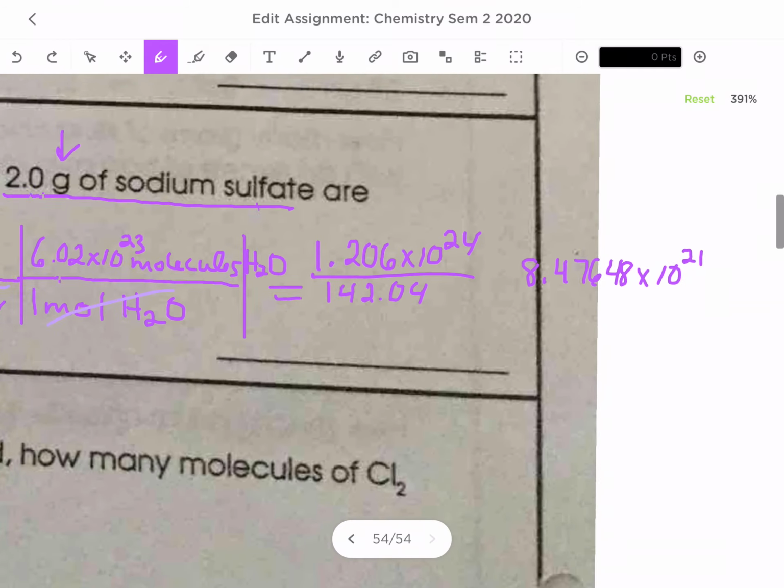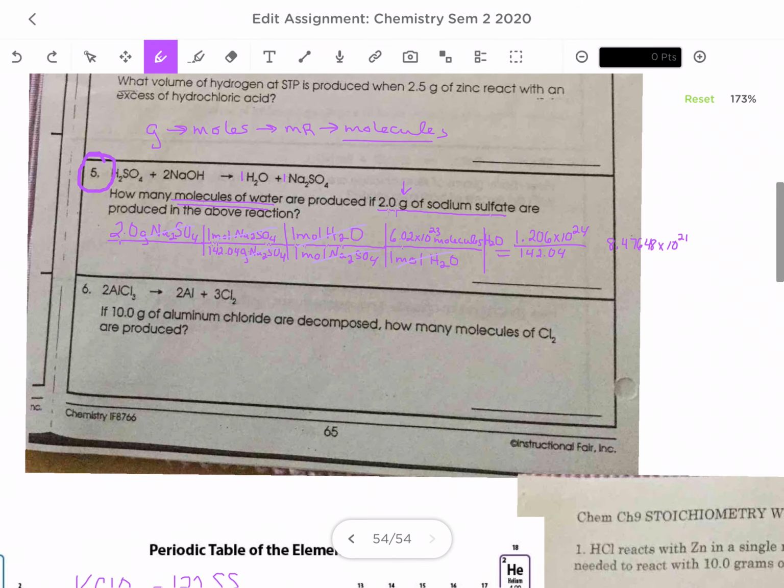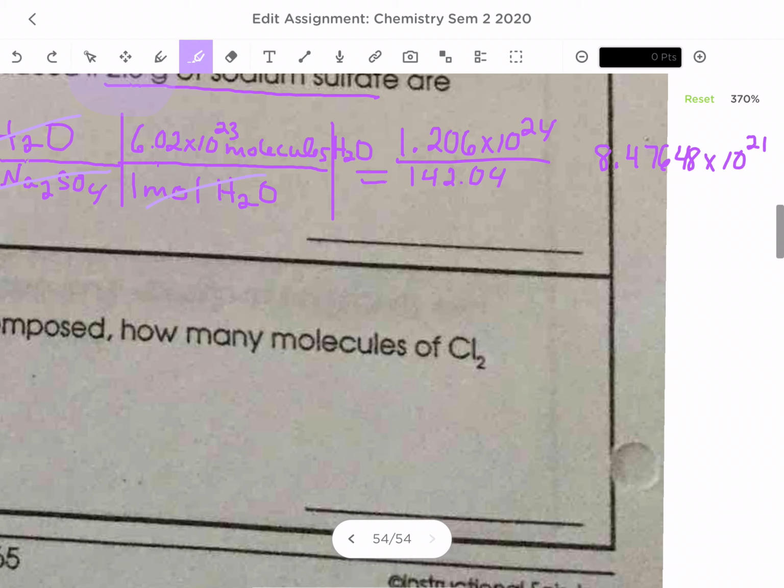But I cannot have that many significant figures. I can only have 2 because my starting number only had 2 significant figures. 2 and 0 are both significant. So I have to round, my answer is 8.5 times 10 to the 21st molecules of water. So there's my answer.